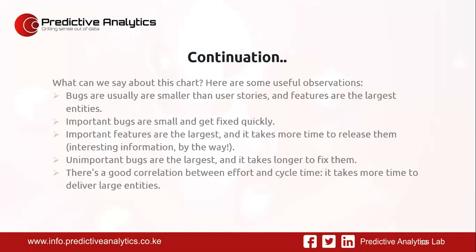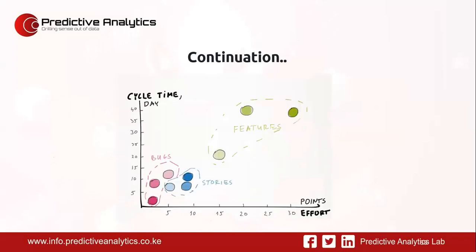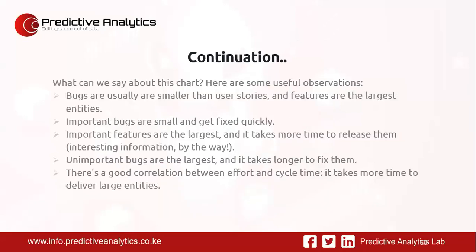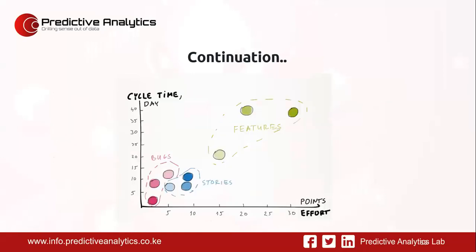Correlation, you might come across correlation in one of the data science classes that you're having. So again, we go back to this chart. We say bugs are smaller than user stories, and features are the largest entities. Bugs here are highlighted in pink. As you look at bugs, don't actually look at the size of the circle. Look at the x and y variables here, that is the cycle time and the effort, and look at the position of the bugs.